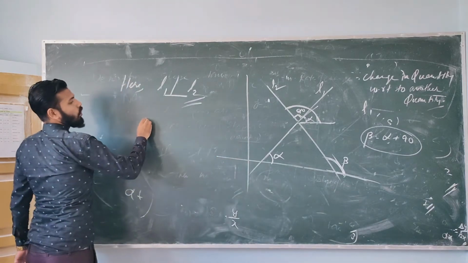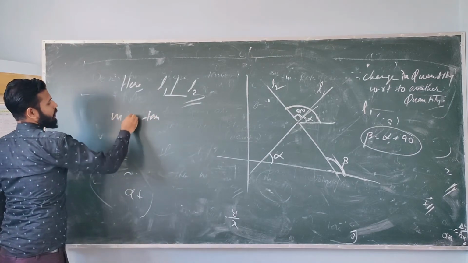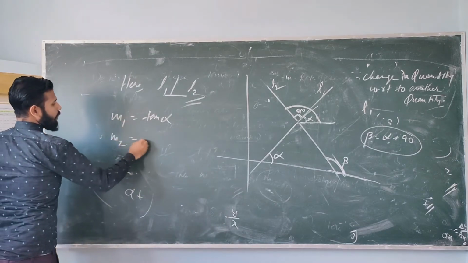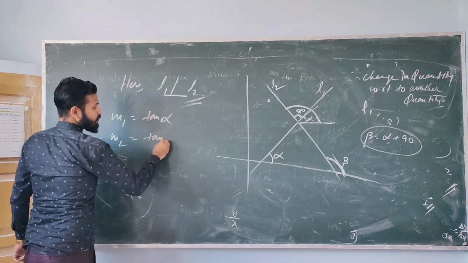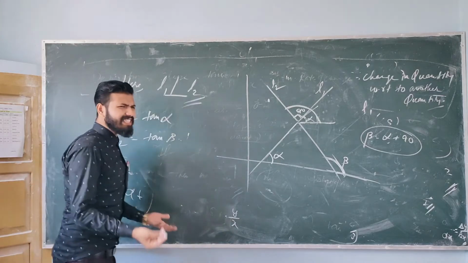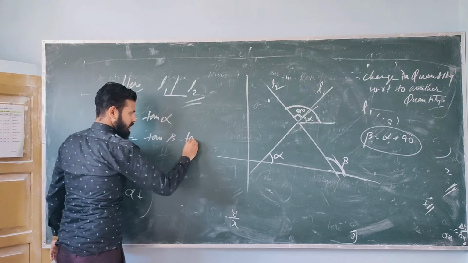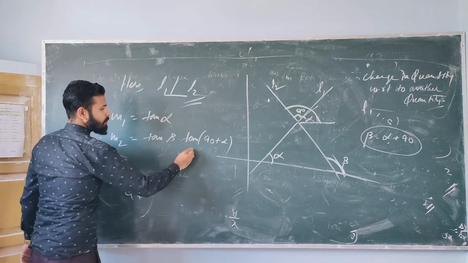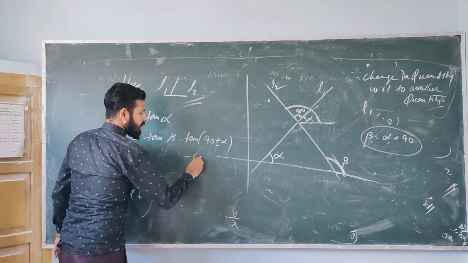So if I write tan alpha, it means slope of L1, that means M1. M1 equal to tan alpha. Any problem? M2 equal to what? M2 equal to tan beta. And tan beta means what? Tan of 90 plus alpha. 90 plus theta means what? Minus cot theta.